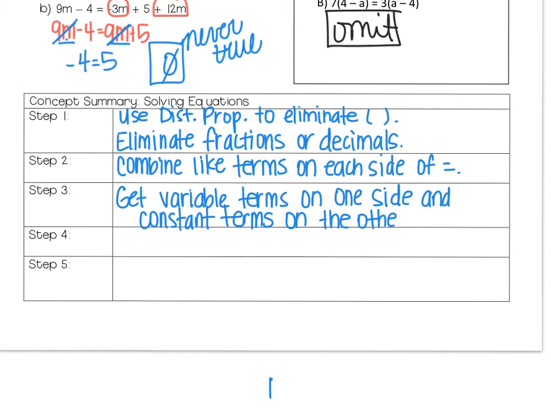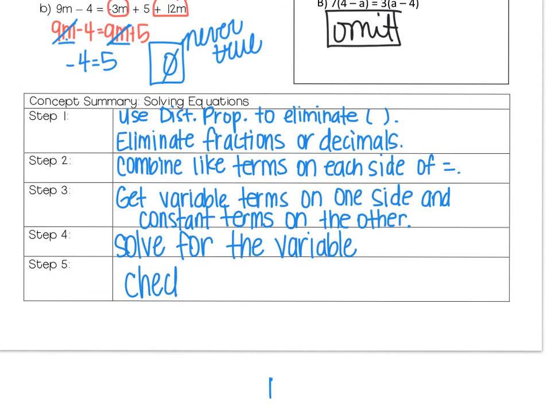Step number 4, you're going to use the properties of equality to solve for the variable. So that means if you're adding to x, you're going to use the subtraction property of equality to solve for the variable. You're going to do the opposite, and you're going to do the same thing to both sides. And the last thing you need to do is to check your solution, and that's going to be plug it in.